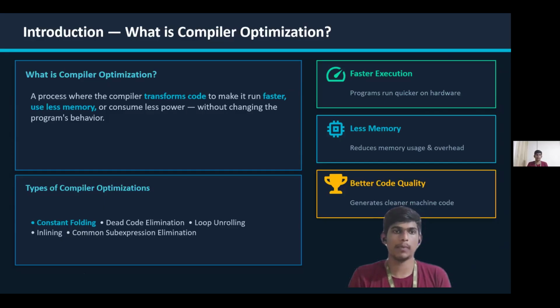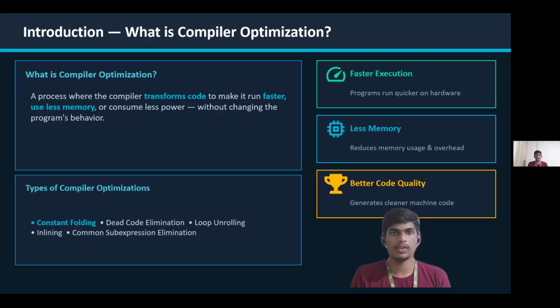It is nothing but a process where the compiler transforms the code to make sure it runs faster for better efficiency, uses less memory, and also consumes less power without changing the functionality and the program behavior. And there are multiple code optimization techniques in this. Some of those are dead code elimination, loop unrolling, inlining, common sub-expression elimination, and also constant folding.